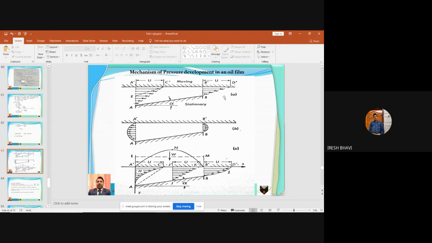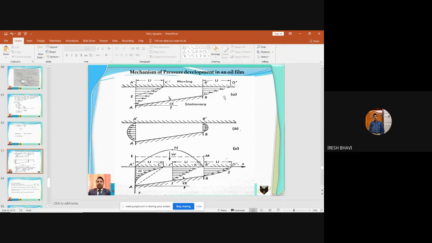a certain speed. Until the shaft reaches a certain speed, there will not be any pressure development. After a certain speed is reached, the pressure will be generated in the oil film, and that pressure will be sufficient to make the shaft float in the bearing. So there will not be any metal to metal contact. This is the principle of operation of a hydrodynamic journal bearing.